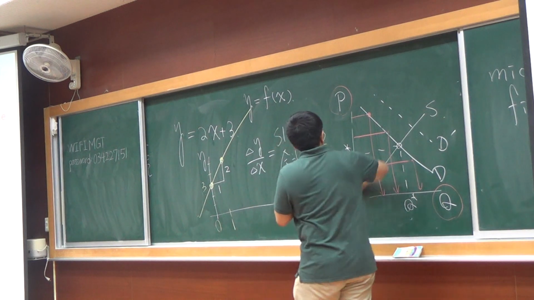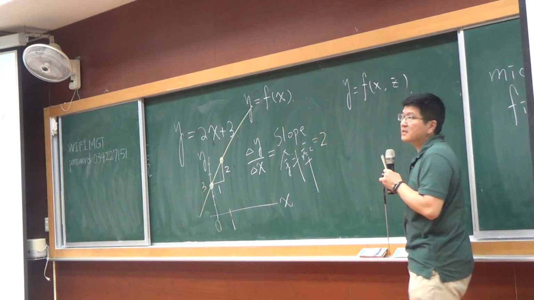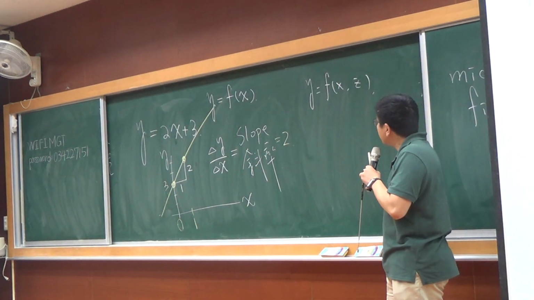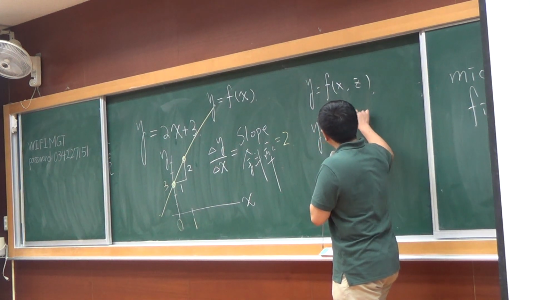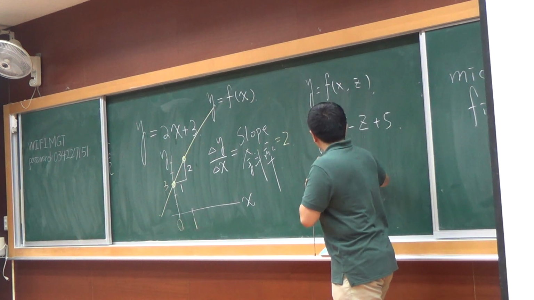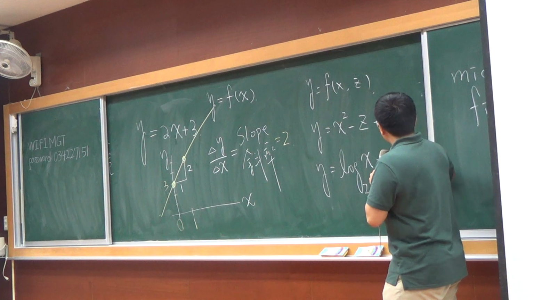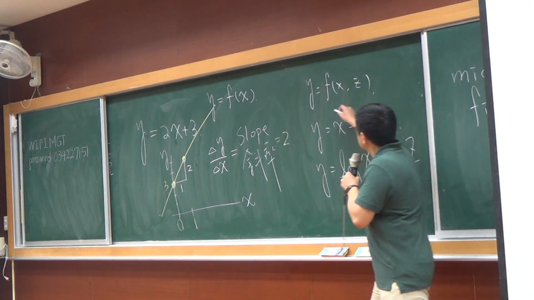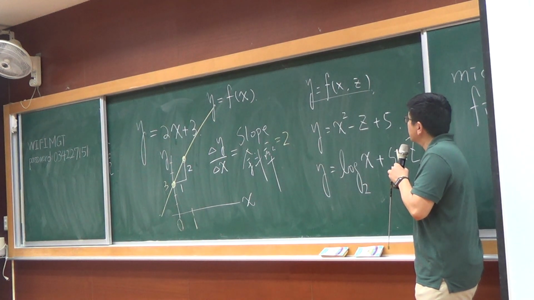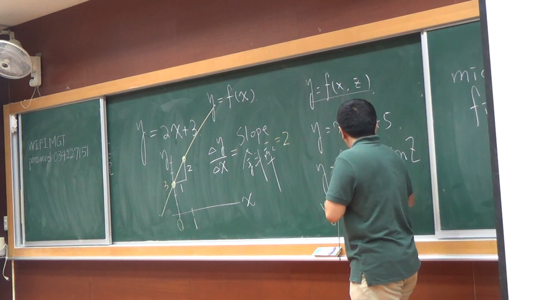Okay? But what about if I say y is a function of x and z? There are so many possible cases. Like y can be x squared minus z plus 5, or y equals log x base, say, 2 plus sine z. So there are many possible forms which satisfy the general form: y is a function of x and z. And let me give you a simple one, like y equals 2x plus z.